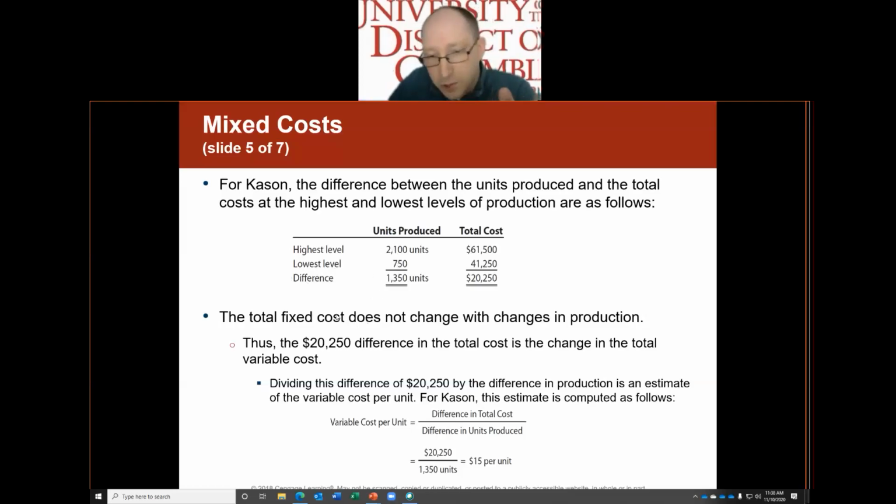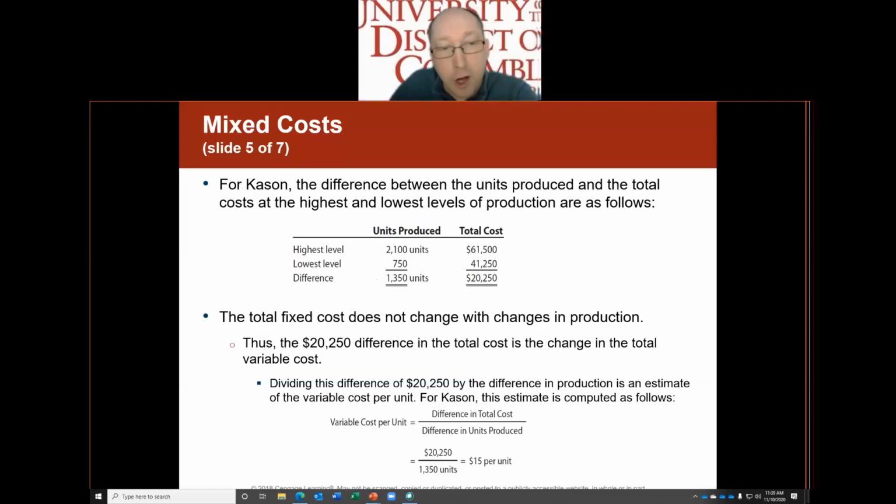So that's the first step. You figure out your differences for both units produced and total cost. So step one, you take your high minus your low to get your difference for units produced, and then you take your high minus your low to get your difference for total cost. That's step one.